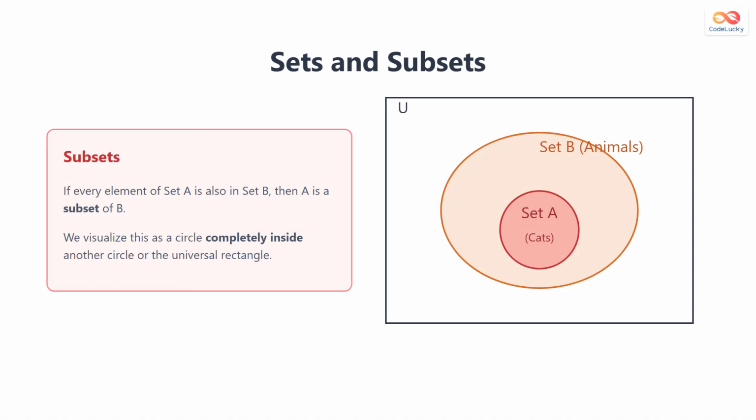Inside the universal set, we have specific groups called sets, like set B here. If we have a smaller group, like set A, where every single member is also inside set B, we call A a subset of B. Visually, the circle for A is completely inside the circle for B.